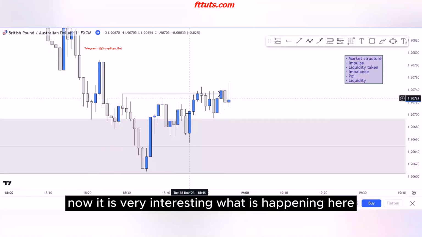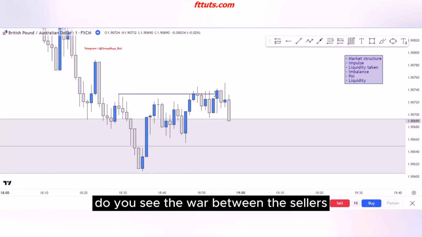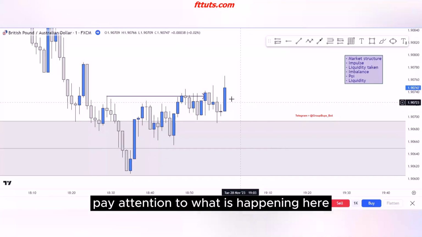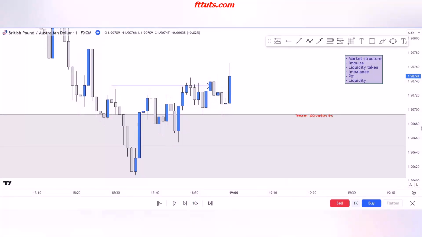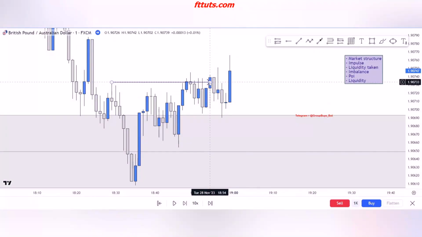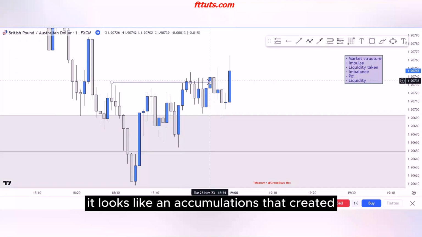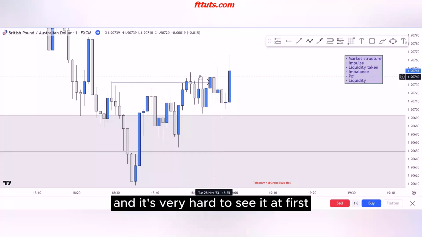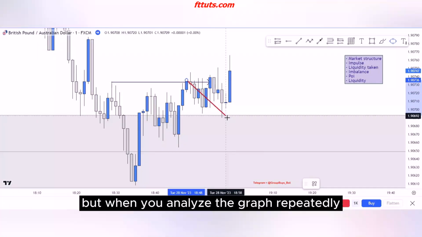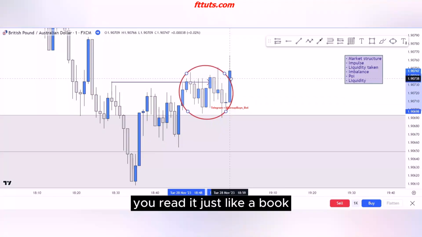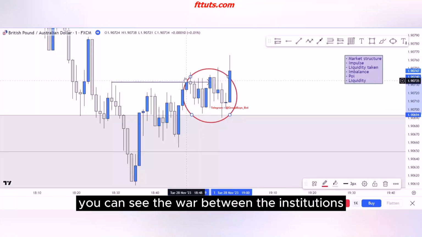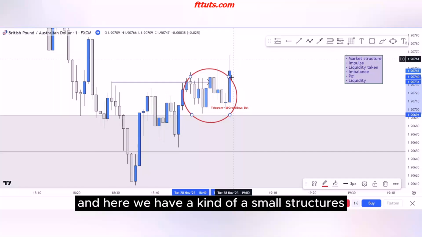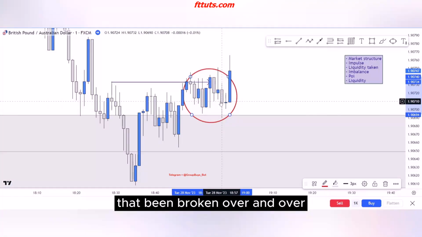Now it is very interesting what is happening here. Do you see the war between the sellers and the buyers? Pay attention to what is happening here. It looks like an accumulation created over and over again, and it's very hard to see at first. But when you analyze the graph repeatedly, you read it just like a book. You can see here the war between the institutions, and here we have a kind of small structures that have been broken over and over.